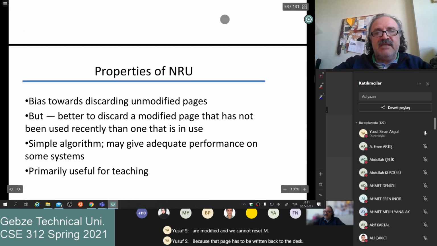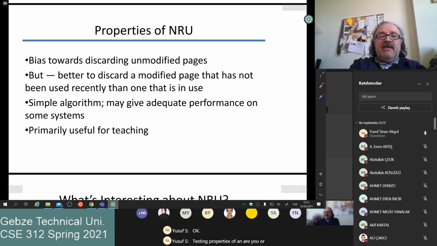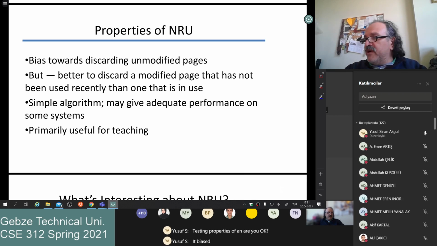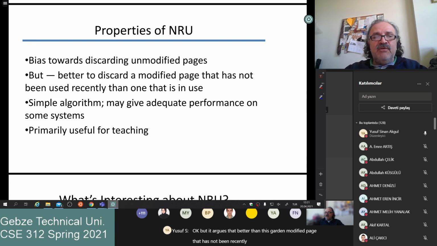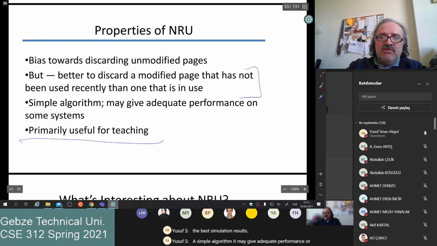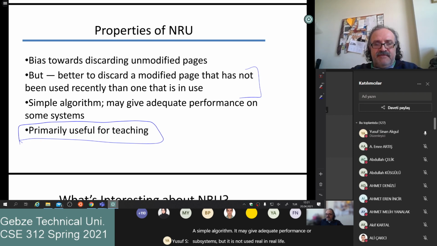Okay, last thing. Properties of NRU. It is biased towards discarding unmodified pages. But it argues that it is better to discard a modified page that has not been recently used than one that is in use. That's the simulation results. A simple algorithm, it may give adequate performance on some systems, but it is not used in real life. So for teaching, it is good.